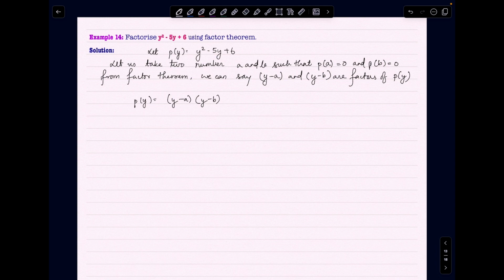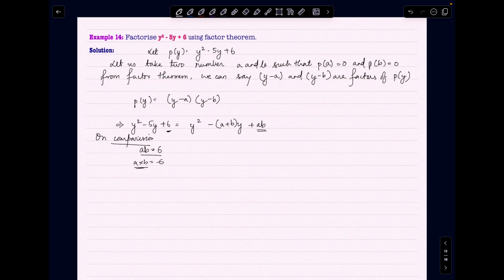Got my point? Now p of y can be written as y square minus 5y plus 6, and this is (y minus a) into (y minus b). So on expanding, what are we getting? We are getting y square minus (a plus b) into y, plus ab. Got my point? Now you see this constant term ab. On comparison, ab equals 6, which means a into b equals 6.